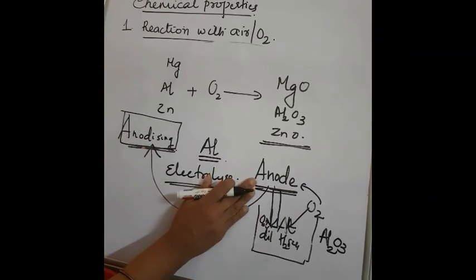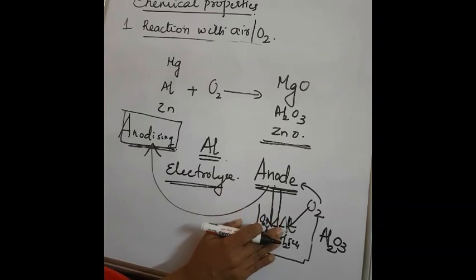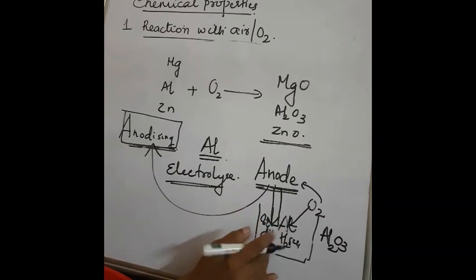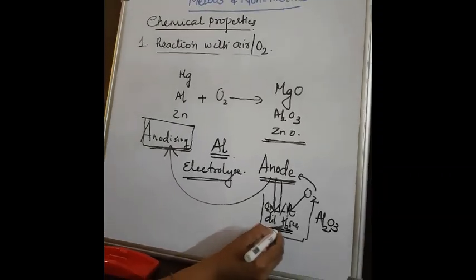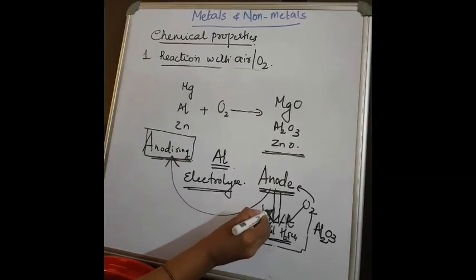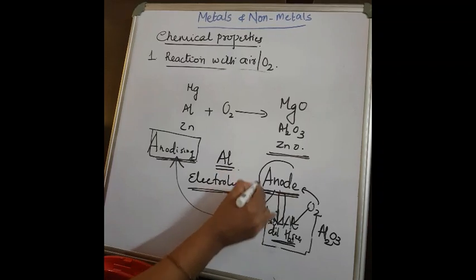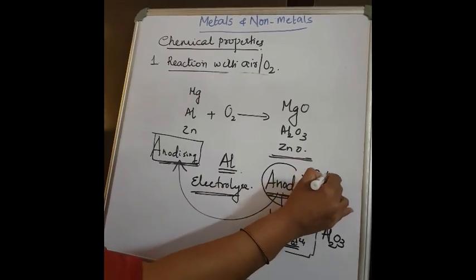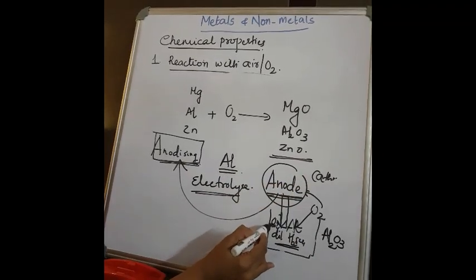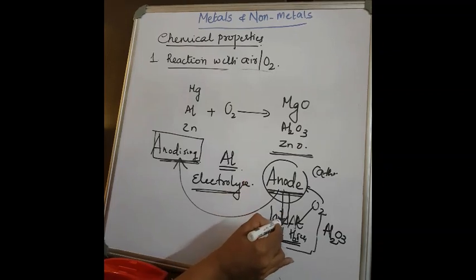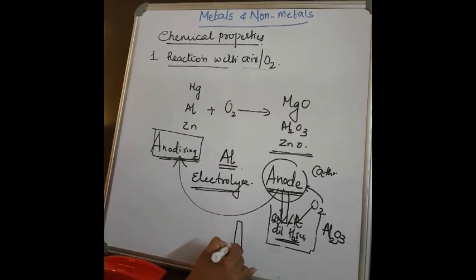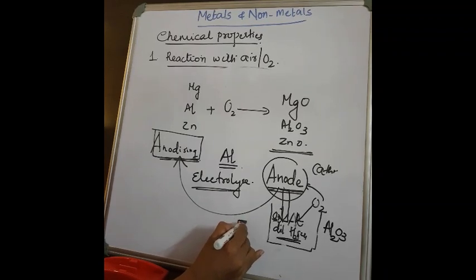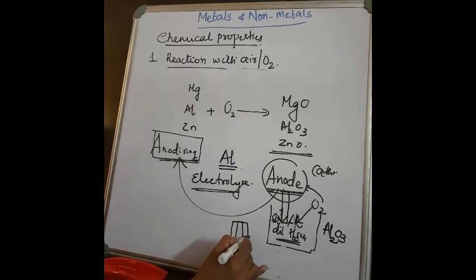That is, at the anode, you put the aluminium particle, then you electrolyze with dilute acid. Here you put dilute sulfuric acid. Then what happens? Oxygen is liberated at that electrode. You know electrodes, no? Anode and cathode. Okay, so the oxygen gas is liberated at the anode, which combines with the aluminium to form the layer. So, after anodizing, what happens? It will become thicker, the oxide layer.